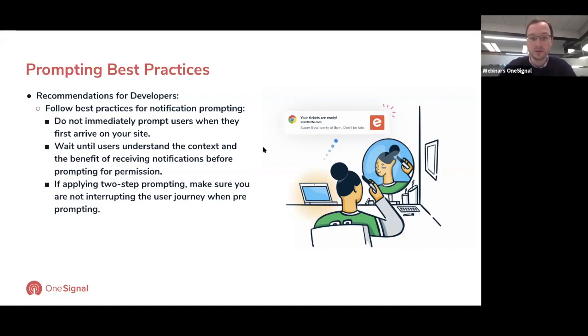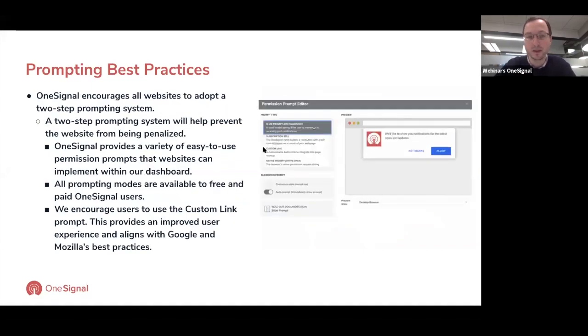Next, make sure to wait until users understand the context and the benefit of receiving notifications before you prompt them for permission. And then finally, if you're implementing a 2-step prompting mechanism, even though that does get around some of the browser changes that are occurring, we recommend that you make sure to show the initial prompt during a point in the user's journey on your website when they are expecting to see it and they're more likely to opt in. And I'll cover what I mean by that right here.